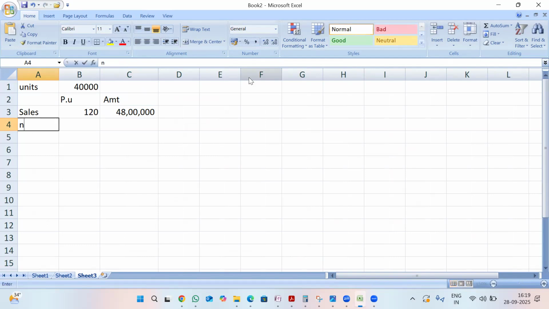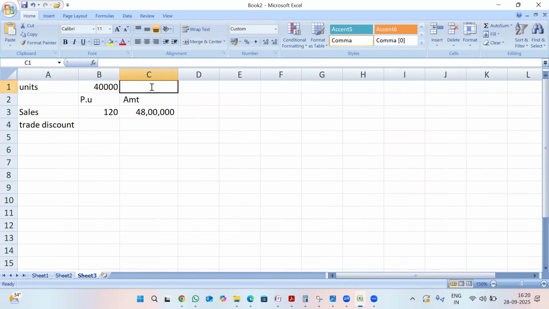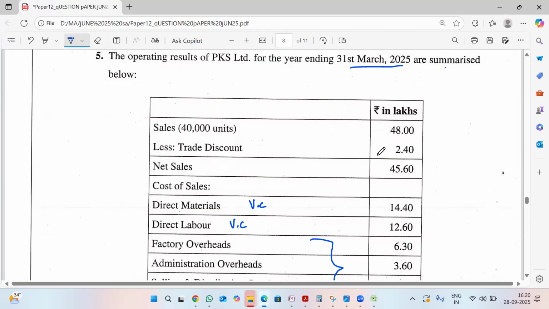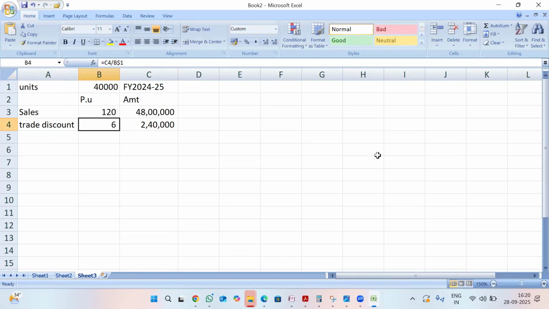Okay. Then I have discount, trade discount. This is financial year 2024-25 data. I just want to analyze what are all the per unit cost, everything. So that's why I'm portraying everything, what all the information is available in the question. I'm just making use of it. So 2.4 lakhs. So 2,40,000. So per unit will be 6 rupees.